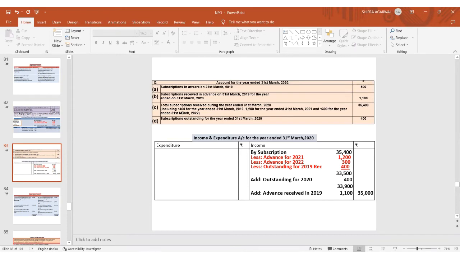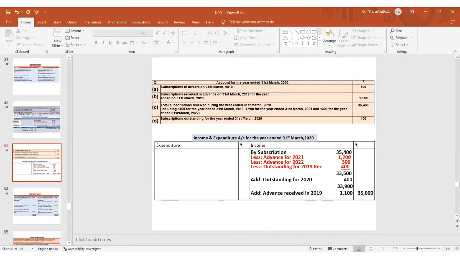They are saying including 400 for the year ended 31st March 2019. So that means this 400 is not for the current year, so I will subtract it. 1200 for the year ended 31st March 2021. Again, not for the current year, right? So I will subtract this 1200 also.